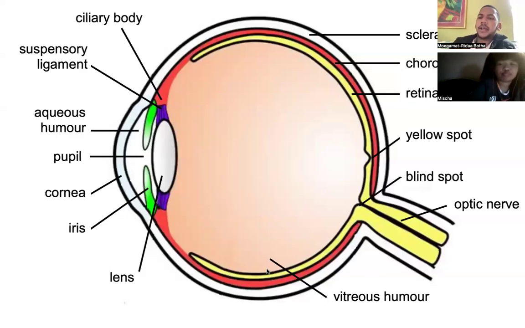Okay. So where did I stop? I stopped at the ciliary body. So remember you have your lens. Attached to the lens is your suspensory ligament, and then you have over here the ciliary body.